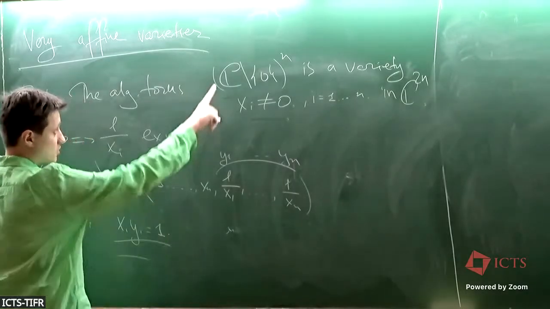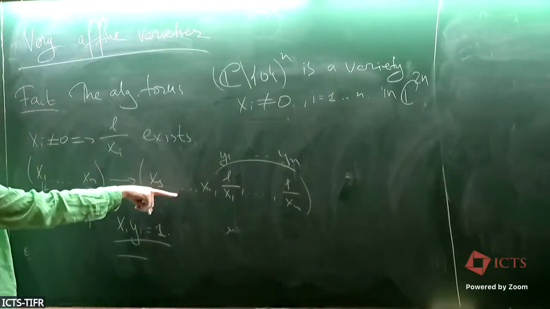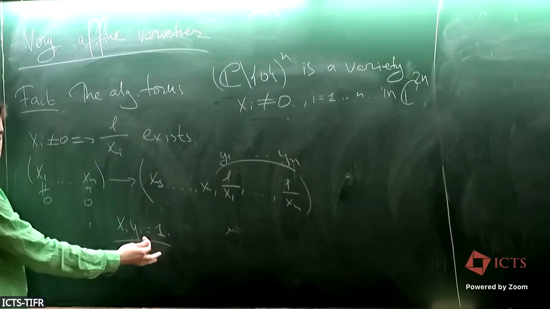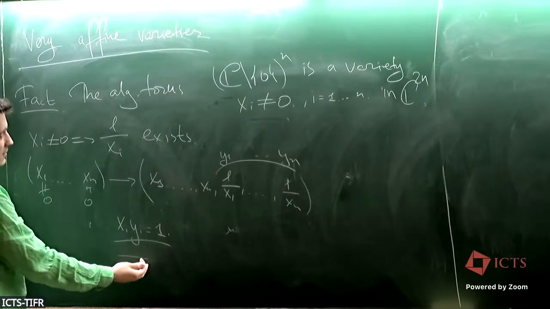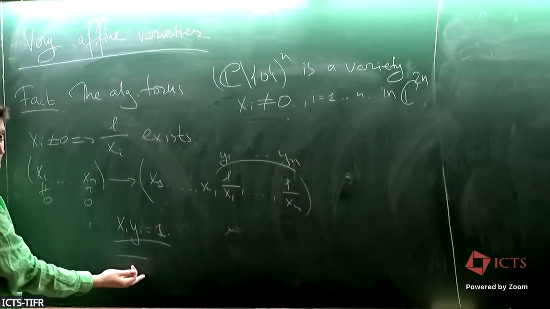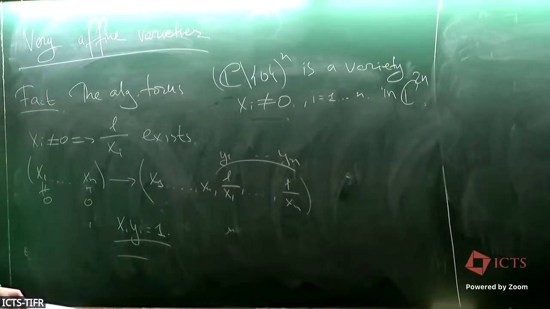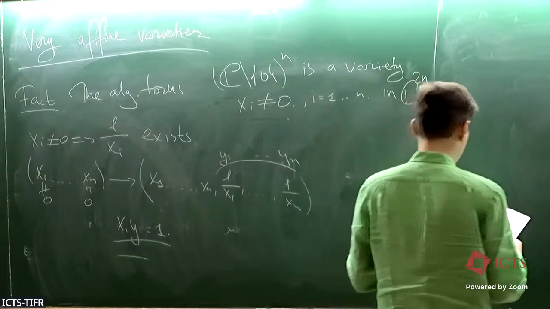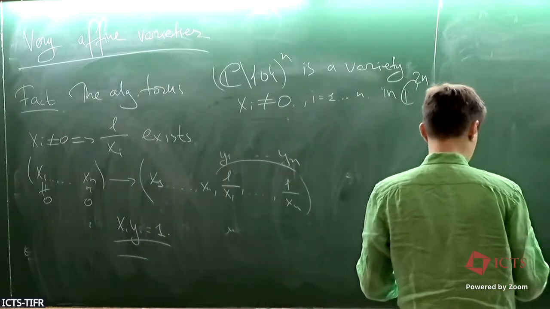So we took this torus and we embedded it into a higher dimensional space where it is manifestly cut out by algebraic equations. So the torus is a variety. And a very affine variety is a closed subvariety of the torus.